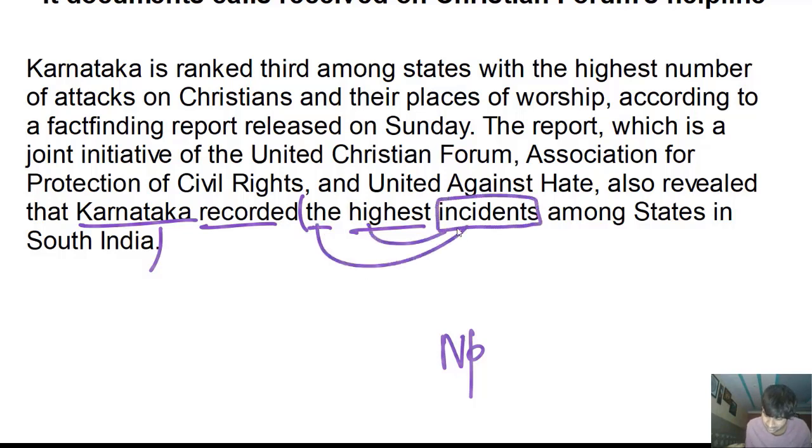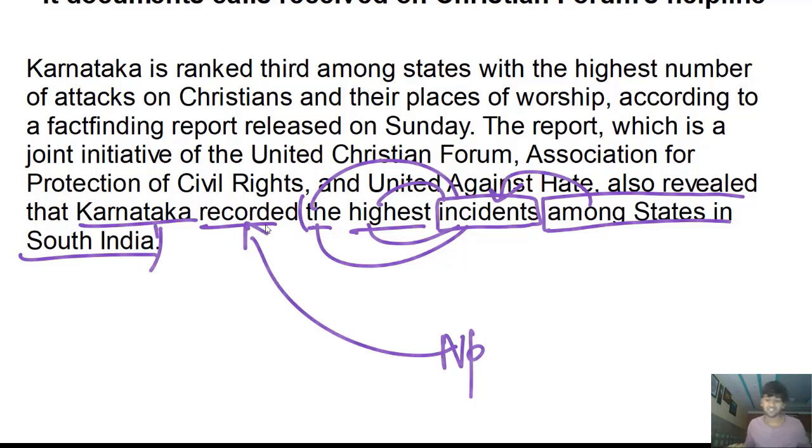The incidence, highest incidence. So we have two pre-modifiers, words coming before it, modifying it. Incidence among states in South India. Incidence, which incidence? Among states in South India. So this is a prepositional phrase that is modifying the noun incidence. So we have two pre-modifiers and one post-modifying phrase in this noun phrase that is working as the object of the word recorded, right? Karnataka recorded what? The highest incidence among states in South India.